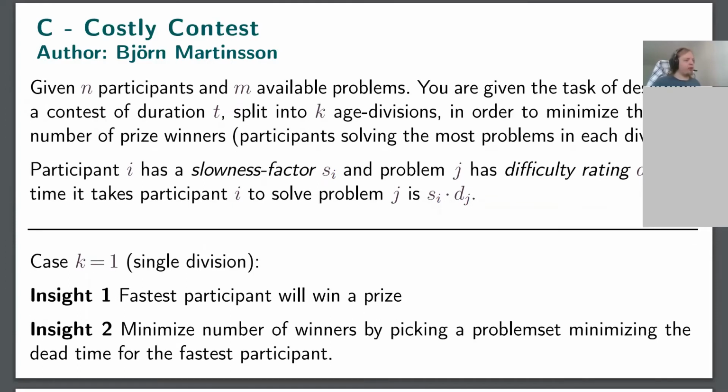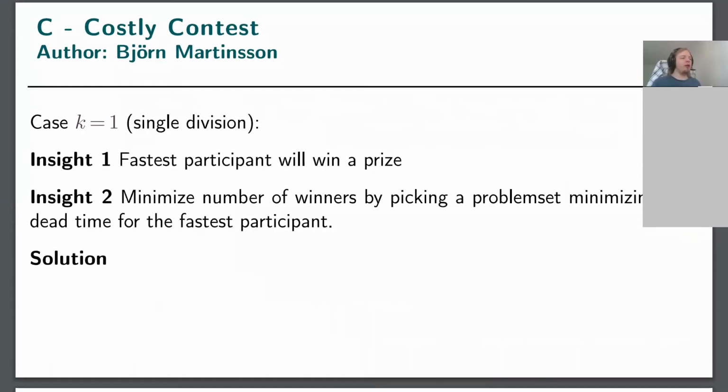The second thing to realize is maybe a bit more difficult. So here's the idea. Think about the dead time, the time the fastest participant spends at the end of the contest not doing anything, right? We really want to minimize that time, because if we minimize it, then it's harder for anyone else to even match his score. So that becomes the optimization problem here. And now the question is, how do you pick a problem set that minimizes this dead time?